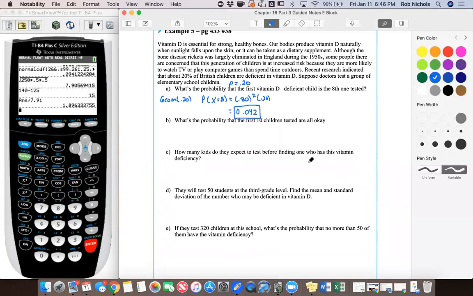Okay, B, what's the probability that the first 10 children tested are all okay? So there's a couple ways you could do this one, right? But the probability of not having vitamin deficiency in this case is 0.80. And we want the first 10 children to be okay. So this would be 0.80 to the 10th power, which would equal 0.107.